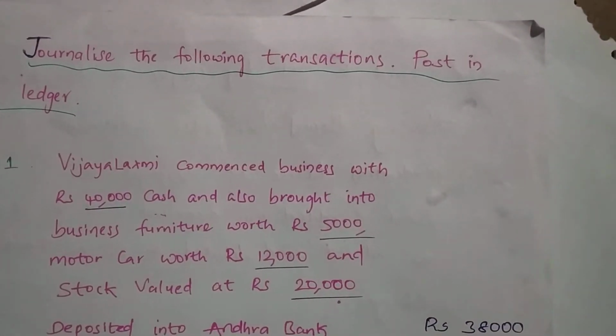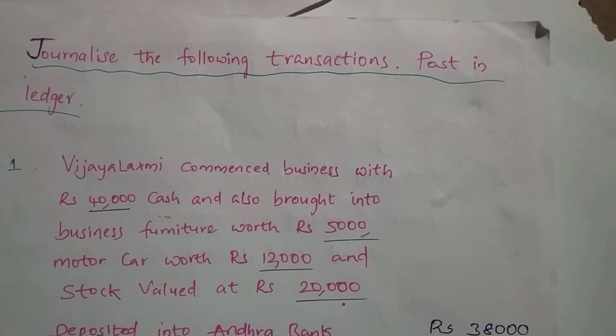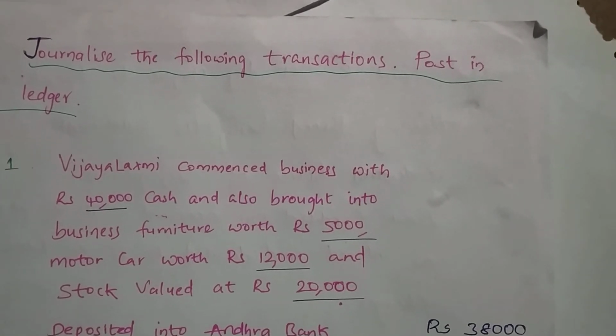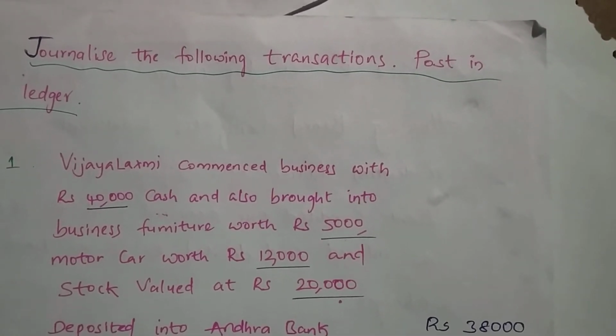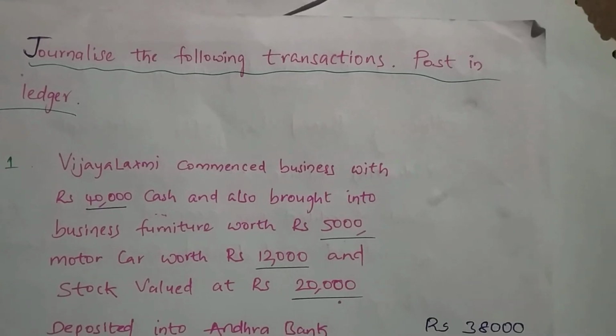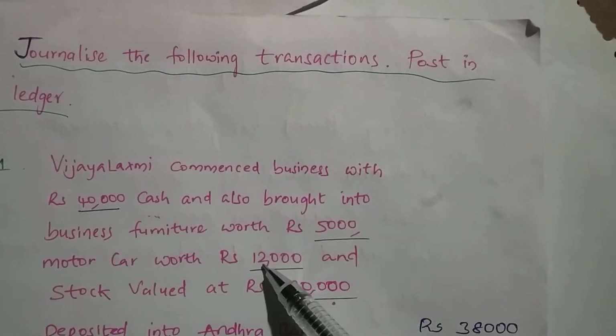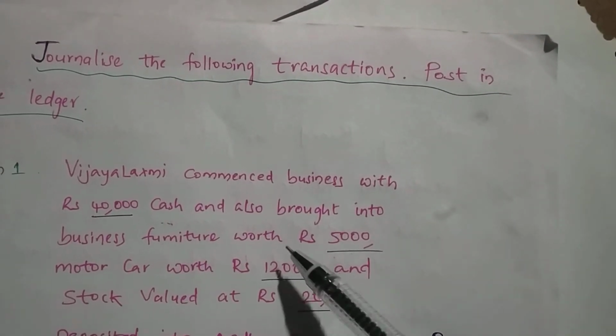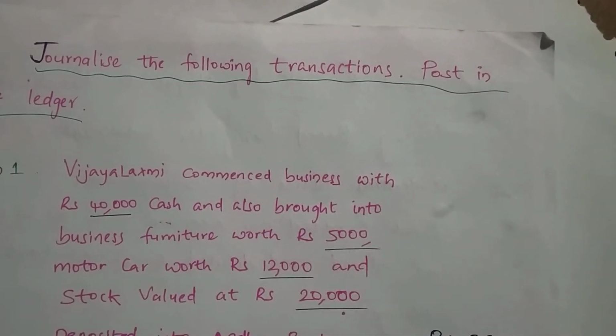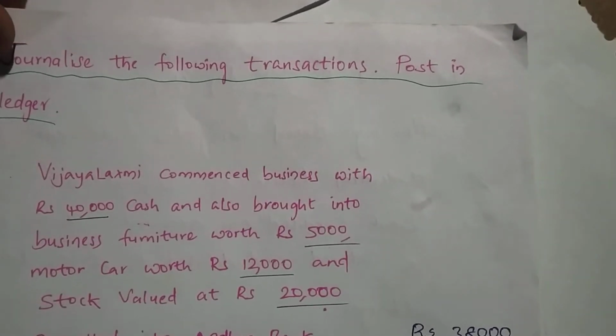Vijayalakshmi commenced business with rupees 40,000 cash and brought into the business furniture rupees 5,000, motor car worth rupees 12,000 and stock valued at rupees 20,000. So the total is 40,000, 45,000, 57,000, 77,000. So a total of 77,000 worth of products, that goods we received towards our business. So what is the journal entry?